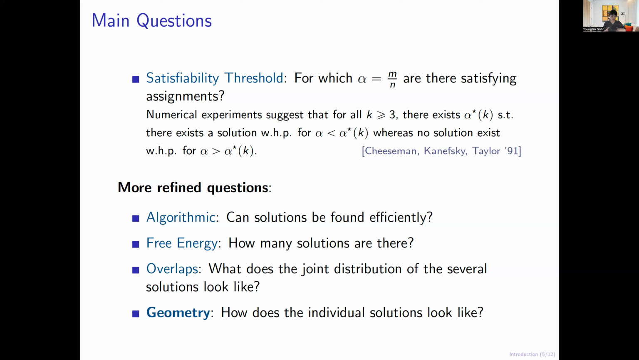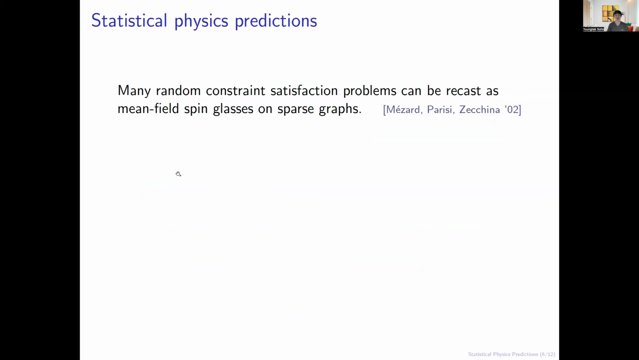So recall that these solutions live on this bipartite graph, so we can discuss how these plus or minus are located within this graph. There's a local geometry question for this model. Starting from the early 2000s, there have been groundbreaking predictions from statistical physics. Statistical physicists in particular suggest that many random constraint satisfaction problems can be recast as mean-field spin glasses on sparse graphs.